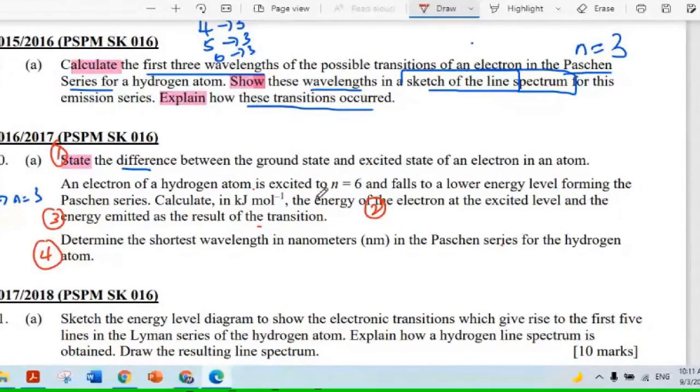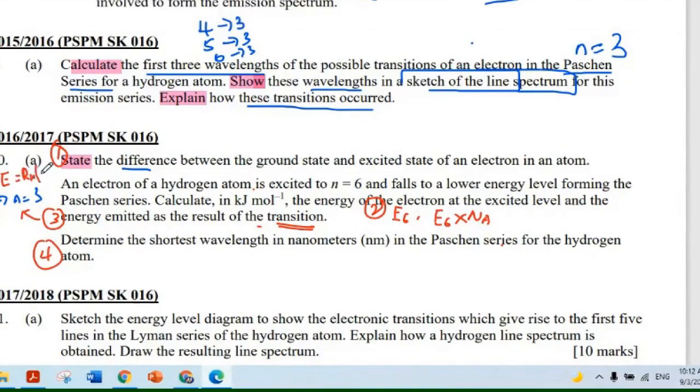So for 2 and 3, in 2 you need to calculate the E6. You calculate the E6, then followed by the E6 times the number of Avogadro. For number 3, you have to show the transition, from N6 to N3. So you are going to use delta E equal to RH times 1 over N initial squared minus 1 over N final squared. After you get the delta E, you need to multiply by the Avogadro constant as well, because the question asks to calculate in kilojoule per mole. You need the energy released for 1 mole of electrons. Can you understand?